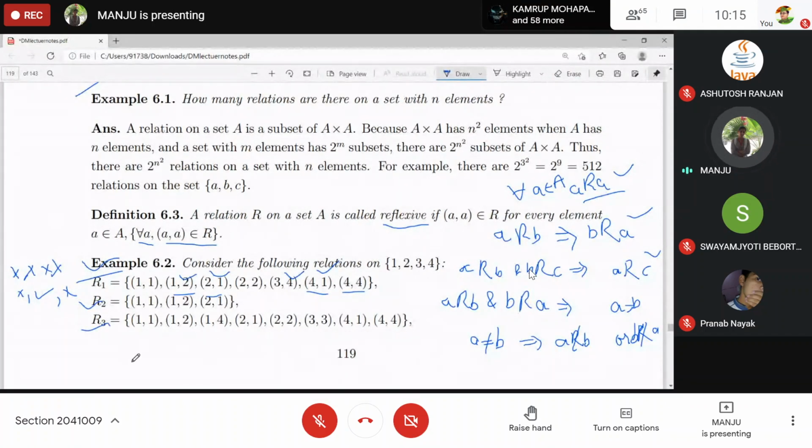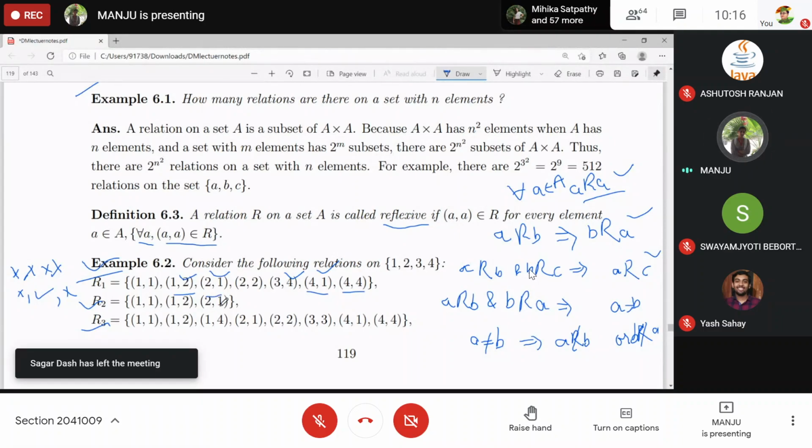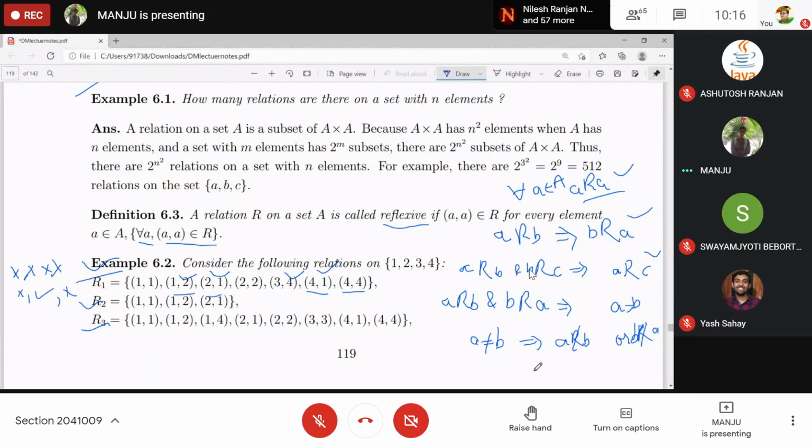What about R3? Before going to R3, what about antisymmetricity of this relation? Not antisymmetric, right? For different A and B, either this should not be there, or this should not be there, or both should not be there. But here both are present, no? Yes, ma'am, that's why it is not antisymmetric.